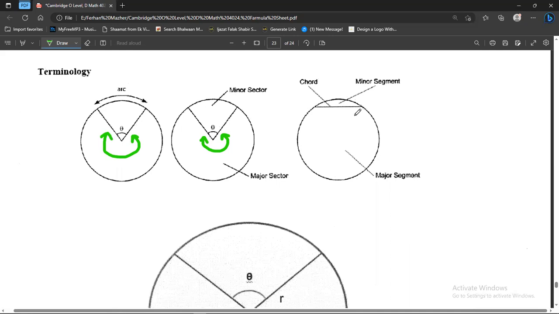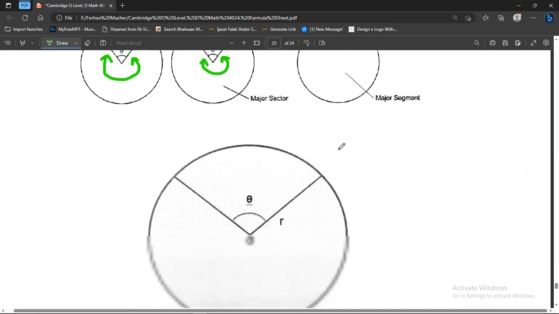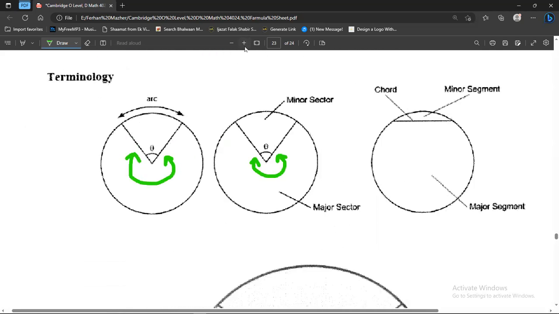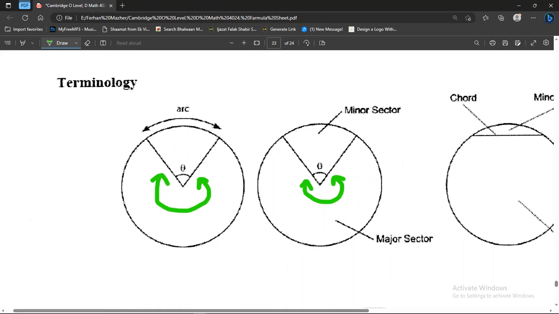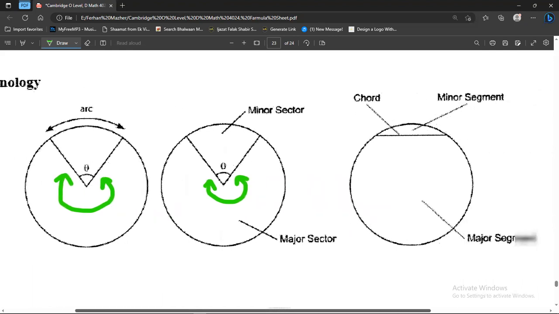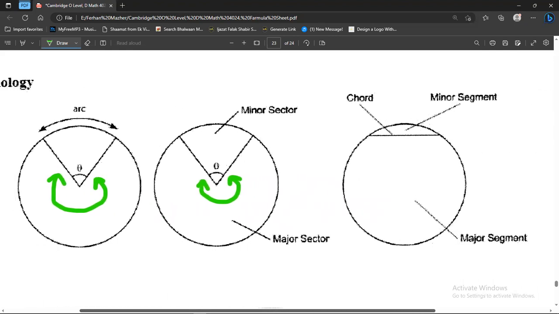If you draw a chord, the circle will be divided into 2 parts. Each part is called a segment. So this is a minor segment, and this is called the major segment. Okay, so let me increase the size so you can see them more clearly. This was what it was all about.